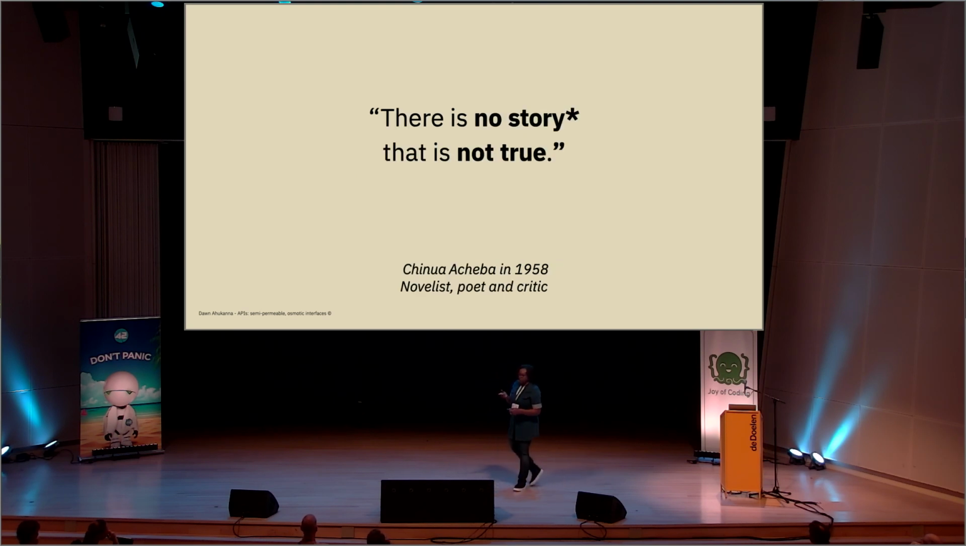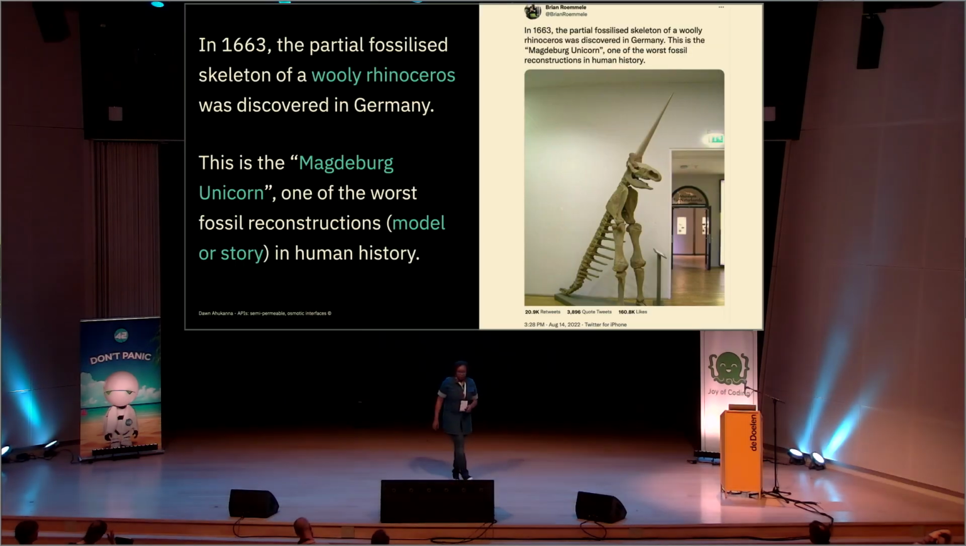And then another way of saying this, this is an author, Chinua Achebe, in 1958 said, there is no story, there is nothing that we say, even if it's fiction, that is not true. It has some element of truth in it. Back to the presumptions, you're trying to figure out what is the element of truth. Is it 0% or is it 100% in terms of reality?